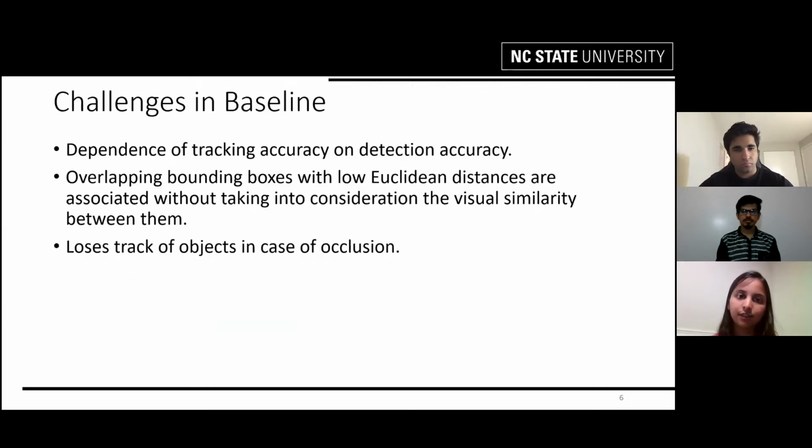The challenges we faced in the baseline were the dependence of tracking accuracy on the detection accuracy. Overlapping bounding boxes with low Euclidean distance were associated without taking into consideration the visual similarity. And there were losses in the tracks of objects when there was occlusion.